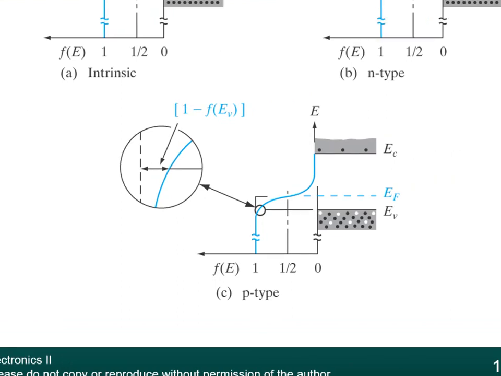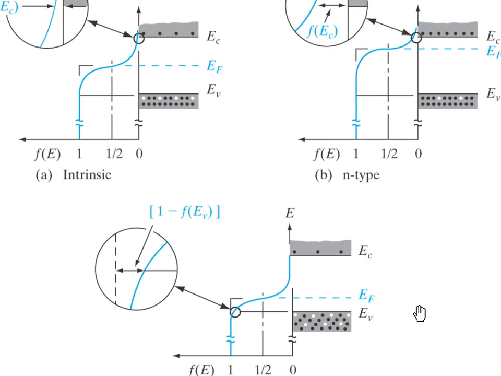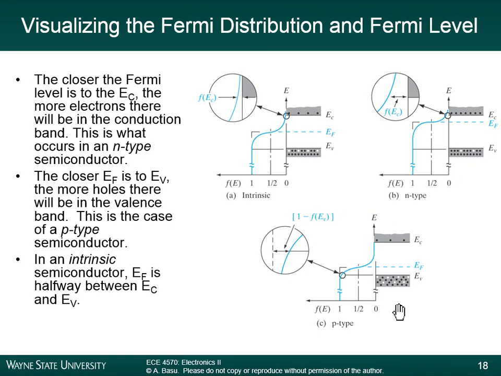So just to complete this, this is the example of the p-type semiconductor. The Fermi level is close to the valence band. If we zoom in here, we can see that the probability here of finding an electron is almost 100%, but not quite 100%. That means there's some probability that the state is empty. So there ends up being holes in the valence band and fewer electrons in the conduction band. So that's a little bit about the Fermi level.